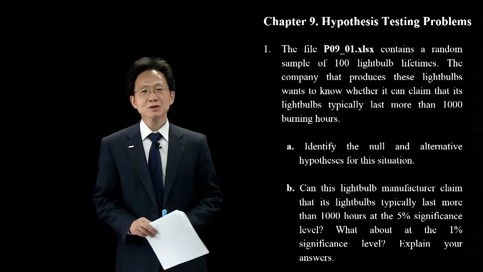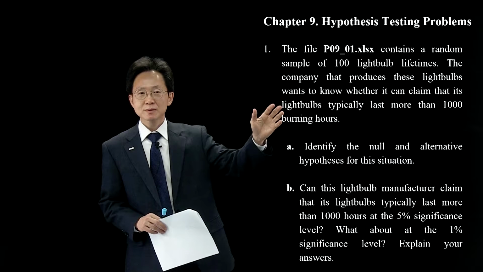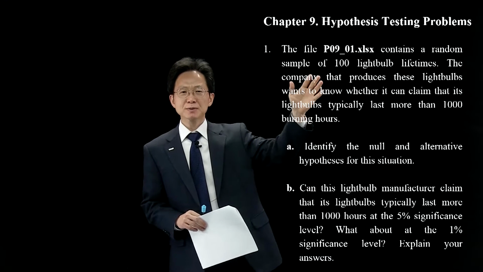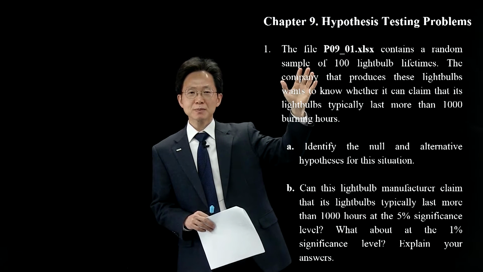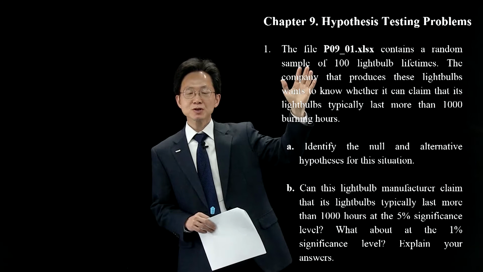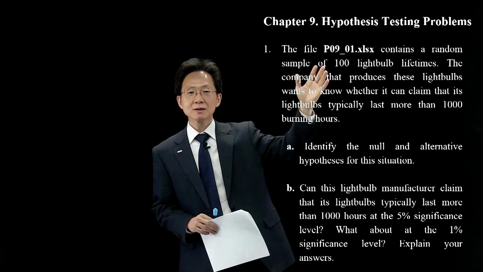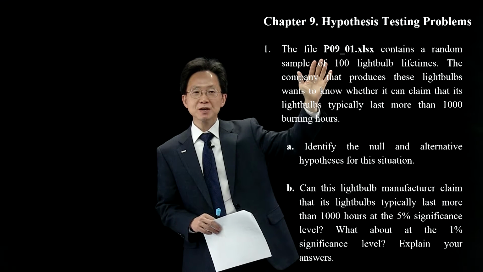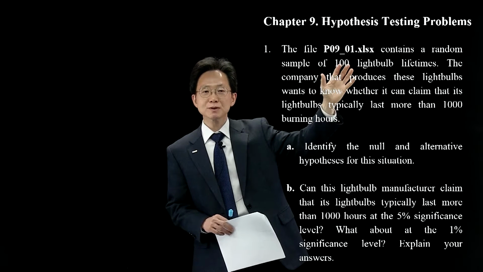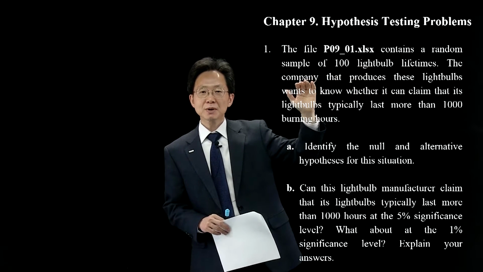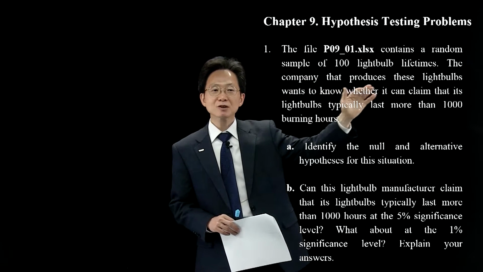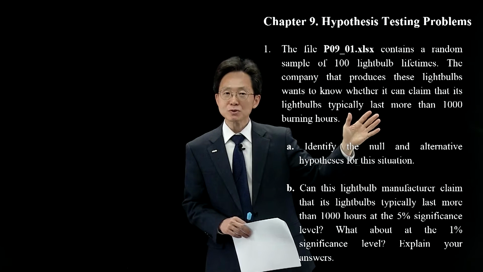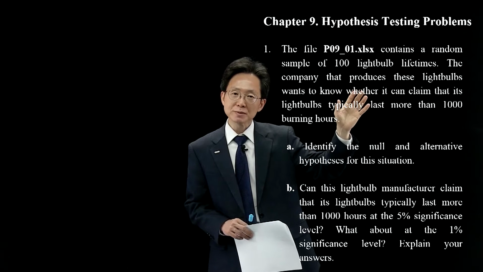Okay, now let's look at the first problem, problem number 1 in chapter 9. It asks us to get the sample mean and sample standard deviation from the data file. This is the data file, right? It contains the lifetimes of 100 light bulbs. The company wants to know whether it can claim that its light bulb typically lasts more than 1,000 hours or not. Okay, so this is the kind of example.